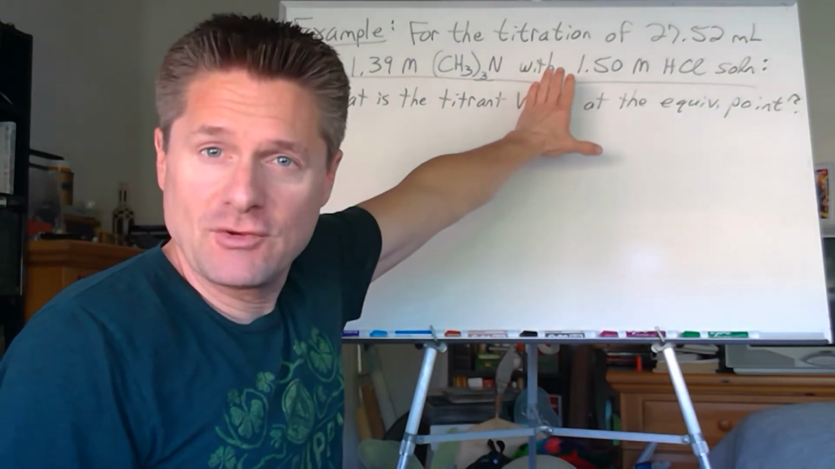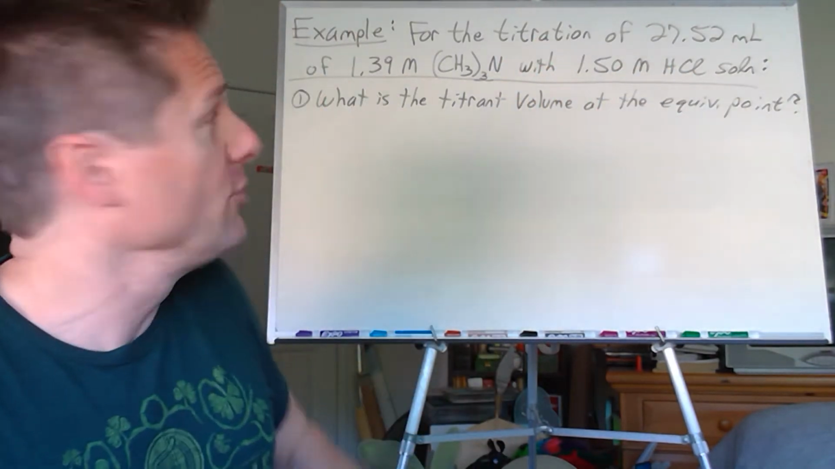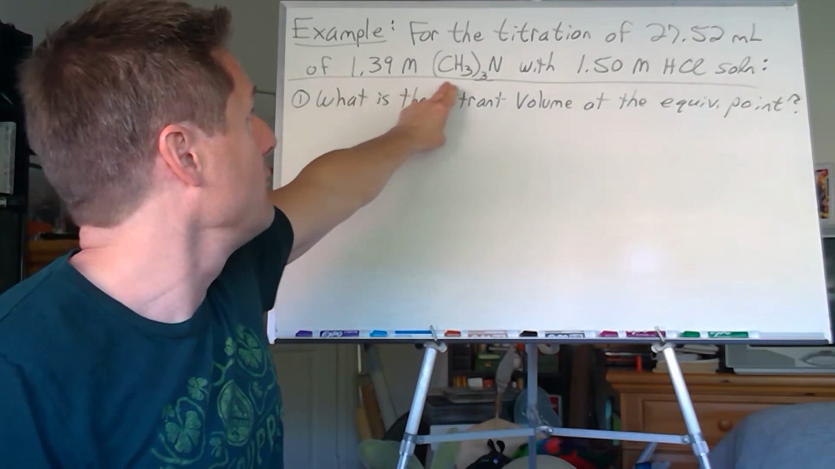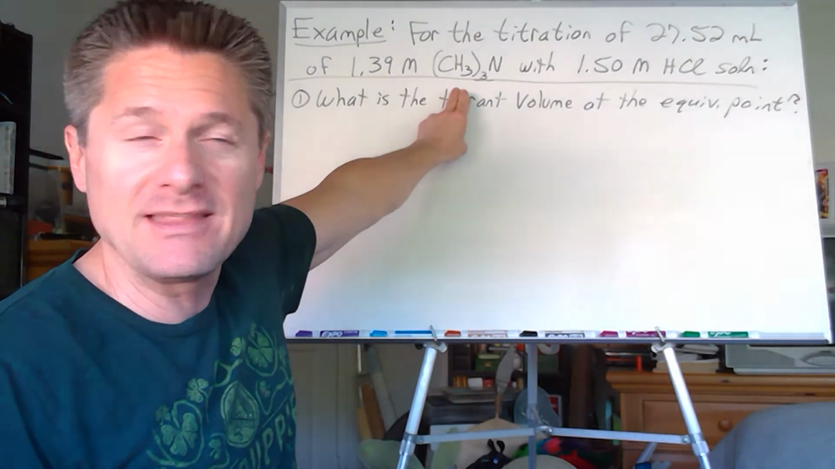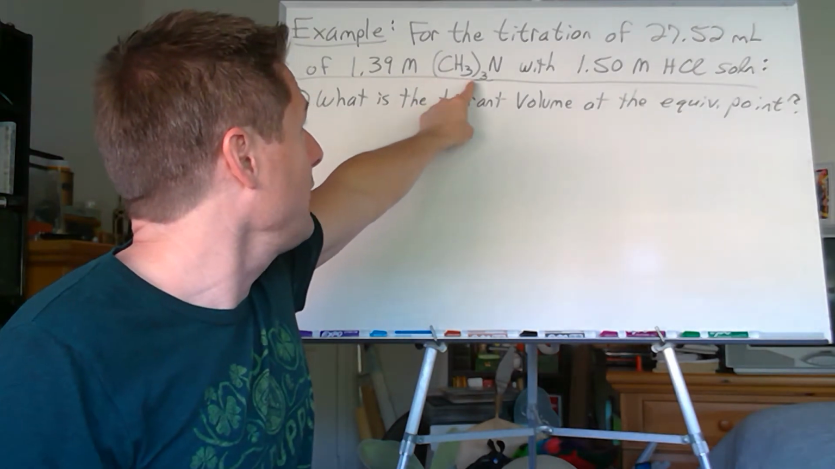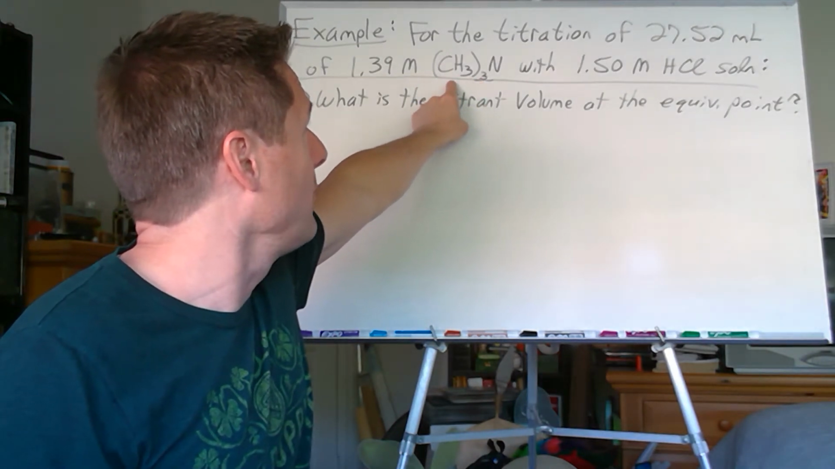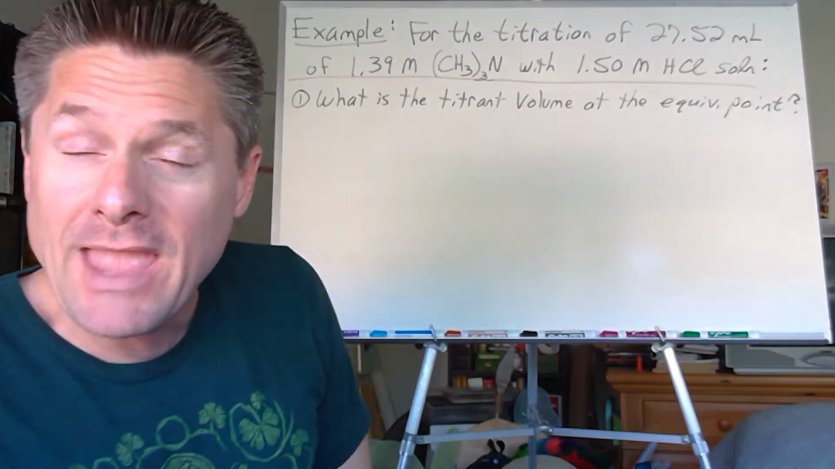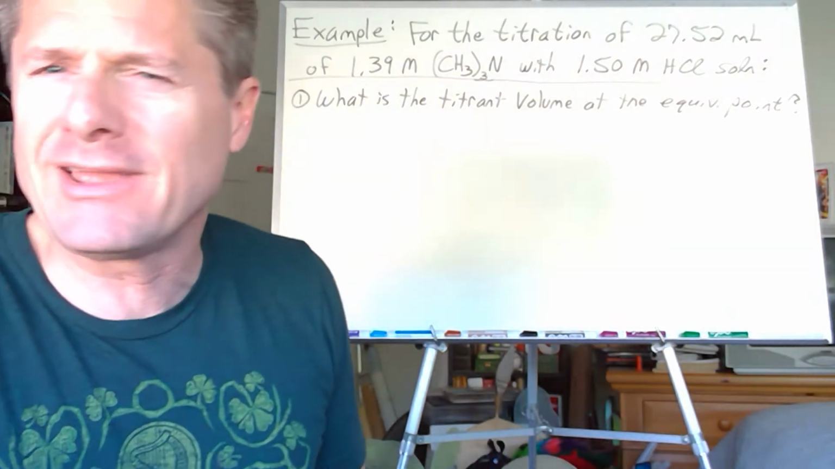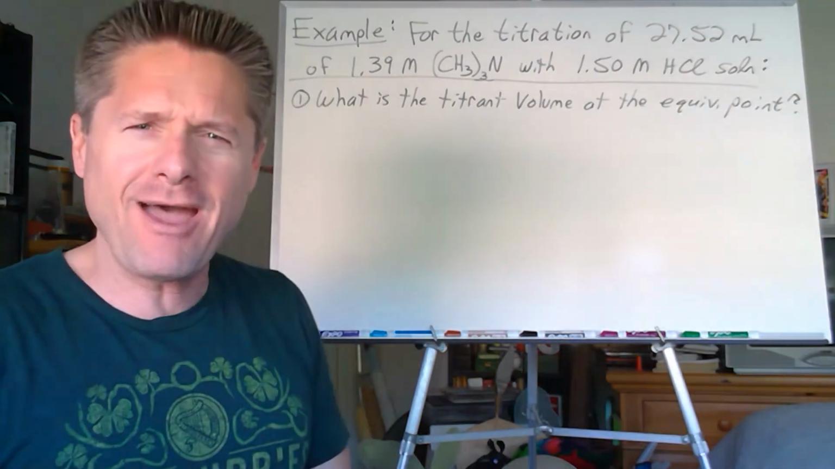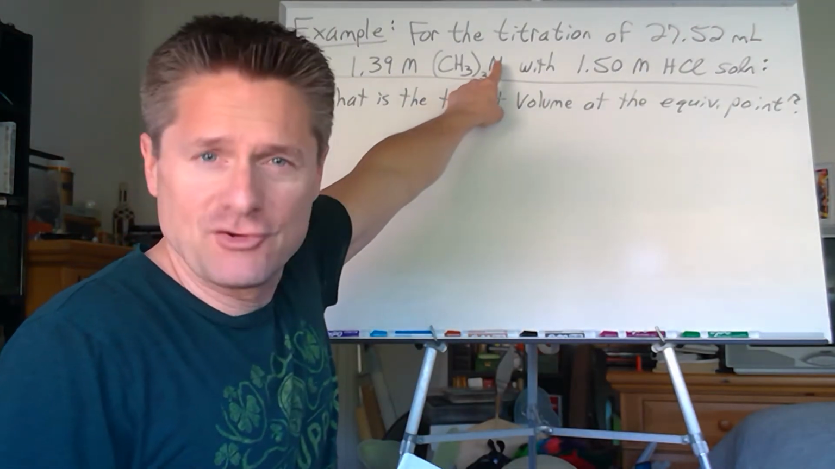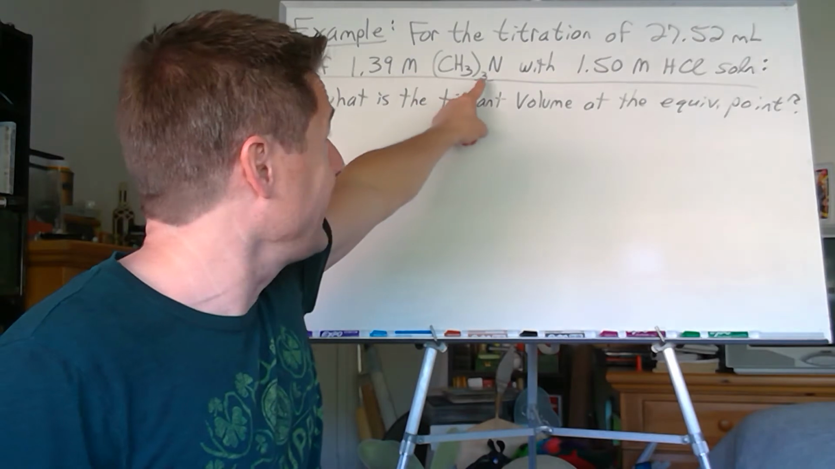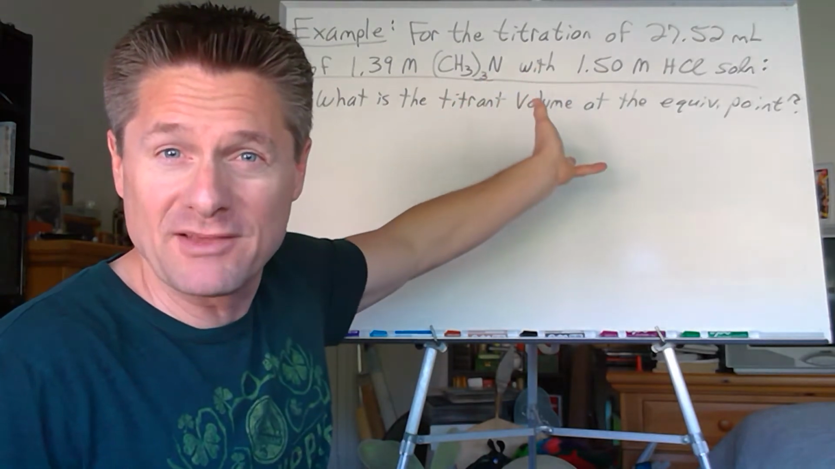We're having a titration. We have 27.52 milliliters of 1.39 molar, whoa, we got some weird looking species there. You may never have seen that before. 3 methyls, that looks like trimethylamine. And if you're not sure, if you're looking at it going, what is that? I don't know. But you see the nitrogen, you know that's an ammonia. So really that's just ammonia with all the hydrogens replaced with methyl groups.